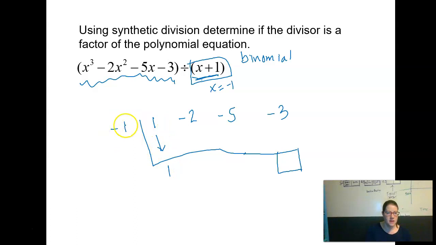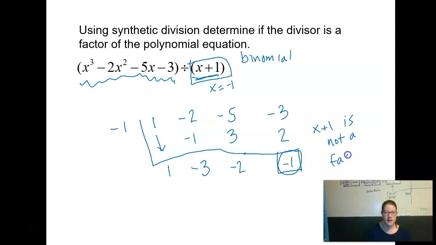So pull down the 1. Negative 1 times 1 is negative 1. Sum this column. Negative 2 plus negative 1 is negative 3. Negative 1 times negative 3 is positive 3. Negative 5 plus 3 is negative 2. Negative 1 times negative 2 is positive 2. So in this case, I do have a remainder of negative 1. So I know that x plus 1 is not a factor of f of x. Okay, I could just say no. That's okay. All right, next one.